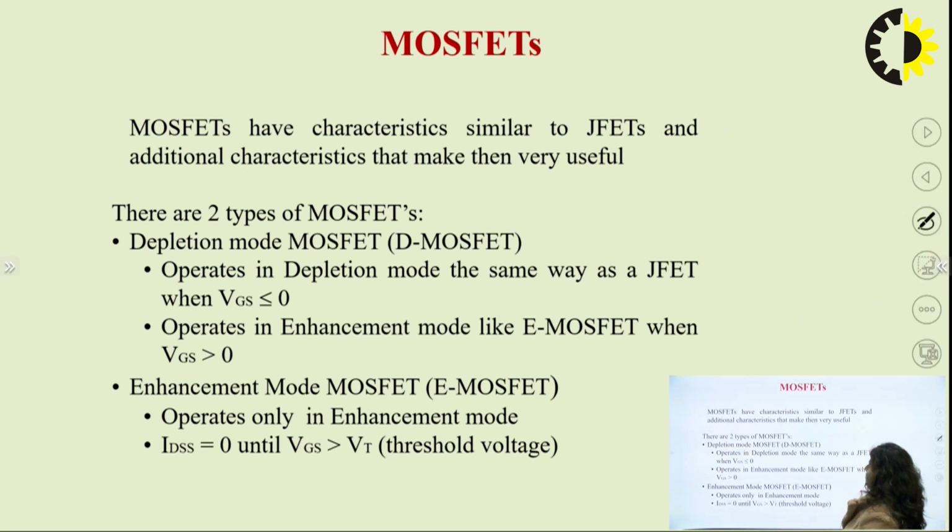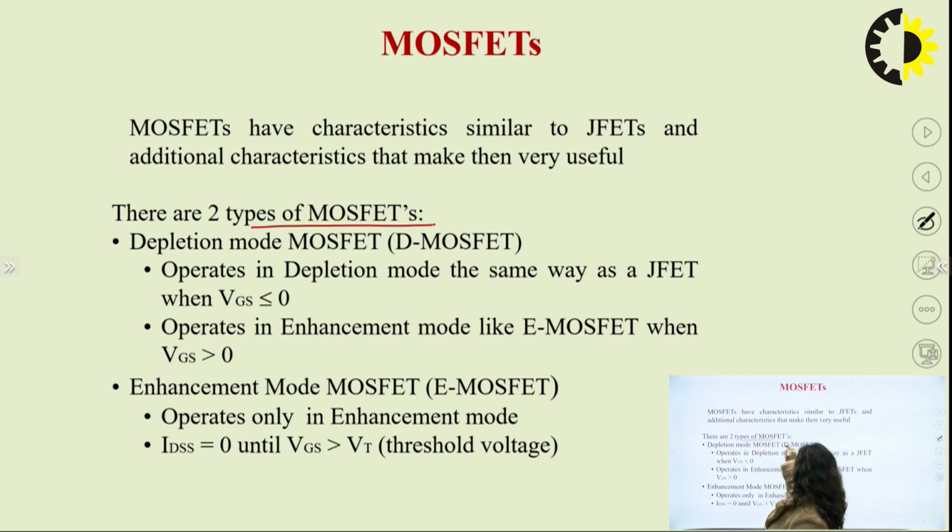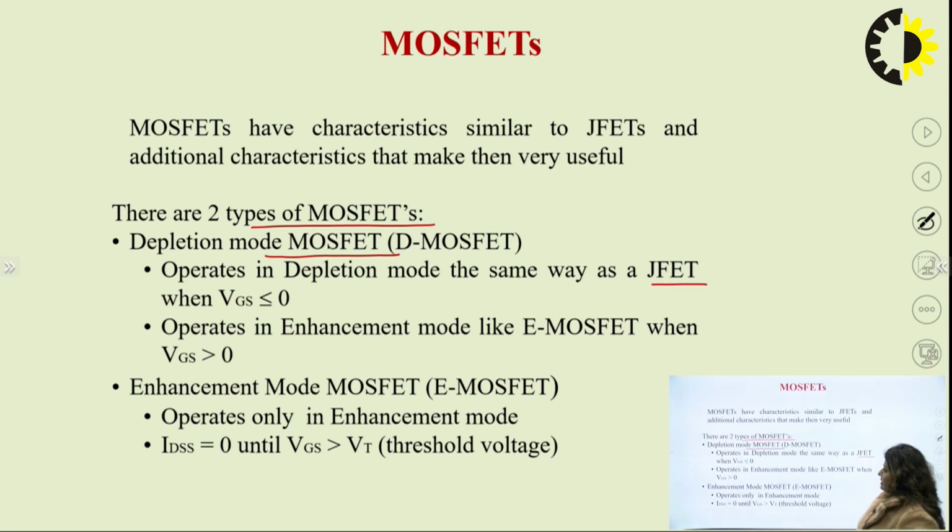There are basically two types of MOSFET: metal oxide semiconductor field effect transistors. The depletion mode MOSFET, which is also called D MOSFET, operates in the depletion mode the same way as the JFET will work, as we have discussed already, that the JFET will work when VGS is less than or equivalent to 0. So the gate and the source voltage should be less than or equivalent to 0.